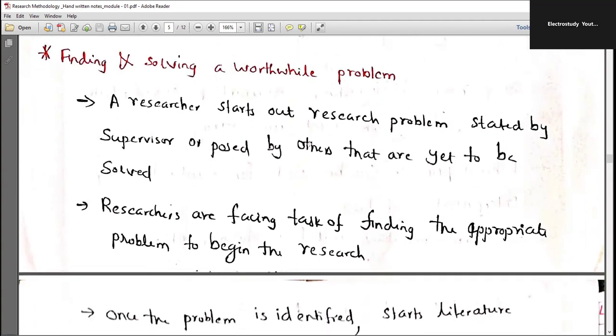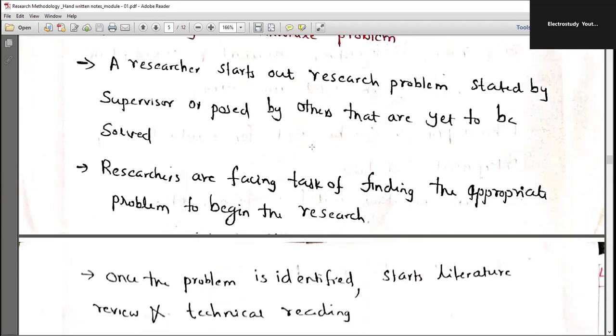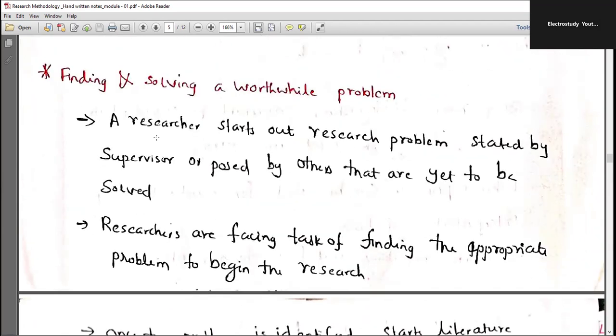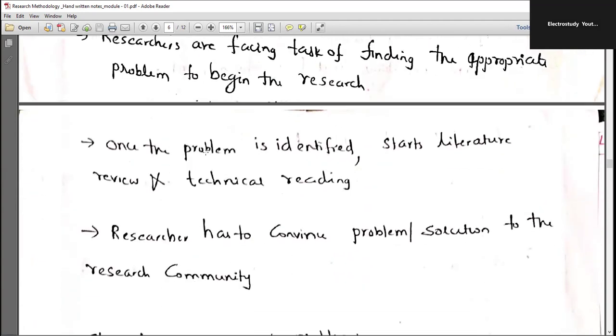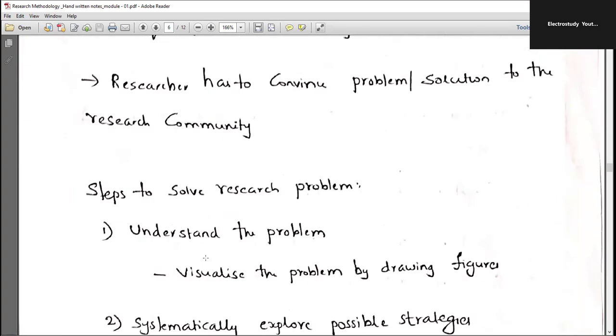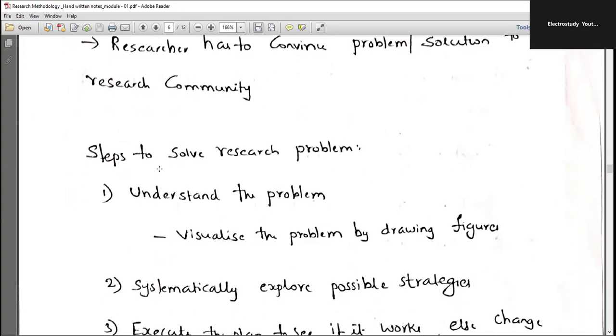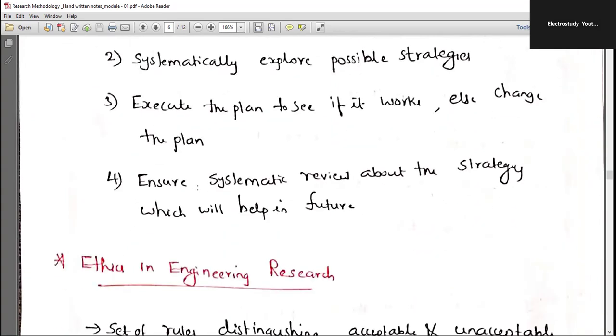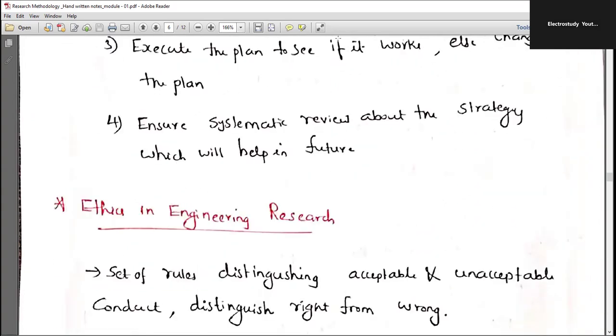You can see the important points and try to highlight them, especially: a researcher starts with a research problem stated by the supervisor or posted by others that is yet to be found out or resolved. Then the researcher has to convince the research community of the problem solution. Different searches related to the research problem identification, those things you have to mention. So that is regarding question number 1B.